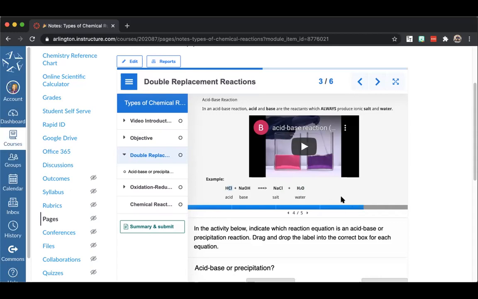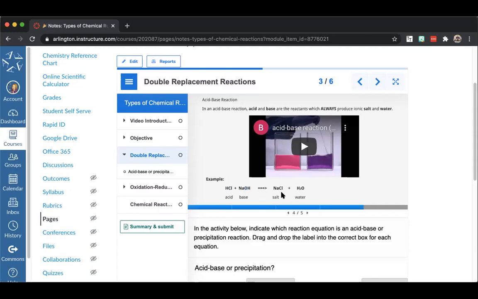replacement, but specifically it's acid-base because when I look at these formulas, I should know, oh, this starts with hydrogen, that's an acid. Specifically, it's hydrochloric acid. And I should know because this has an OH in its formula that that is a base, because anything that has hydroxide is considered a base.